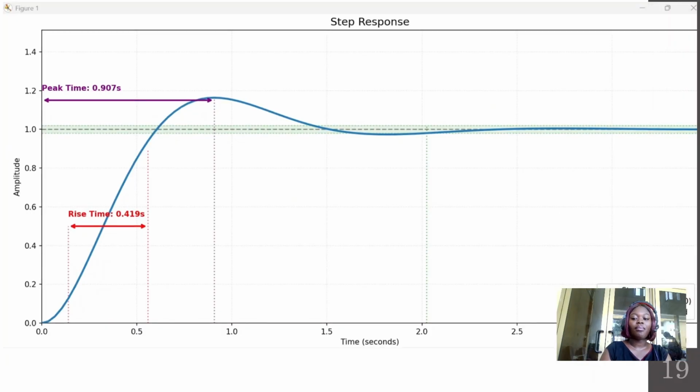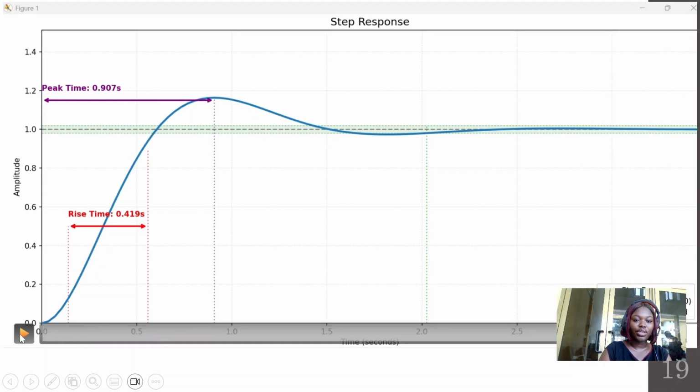We will demonstrate this in our video here. From here, we can see that it overshoots by 16.3% at this level and settles back here. Thank you.